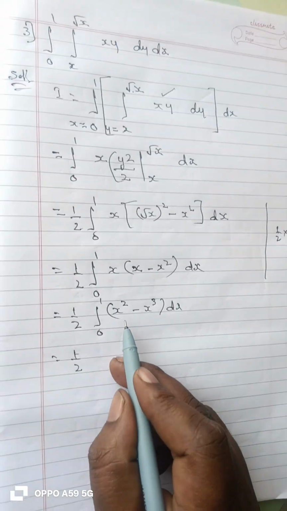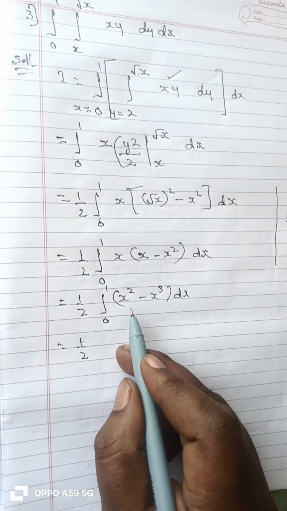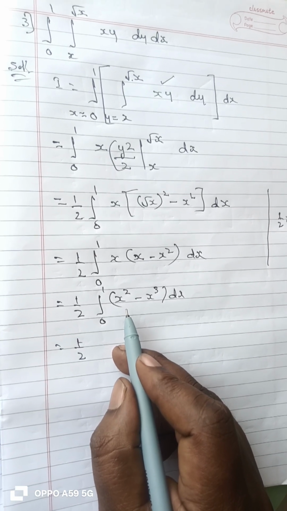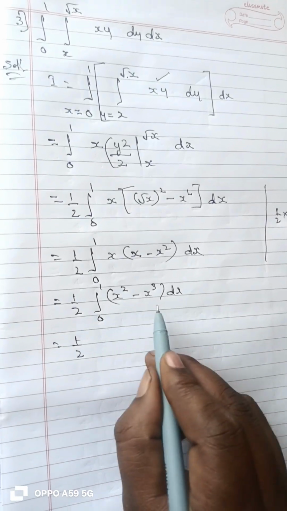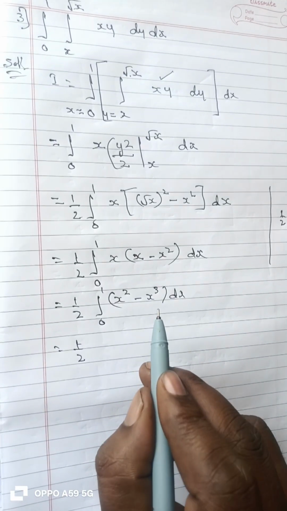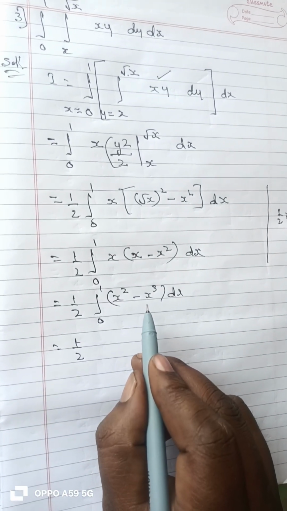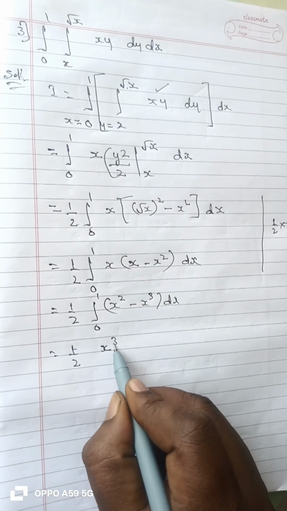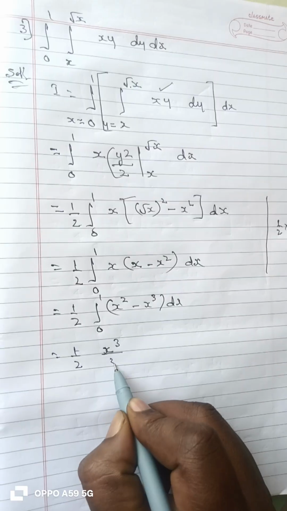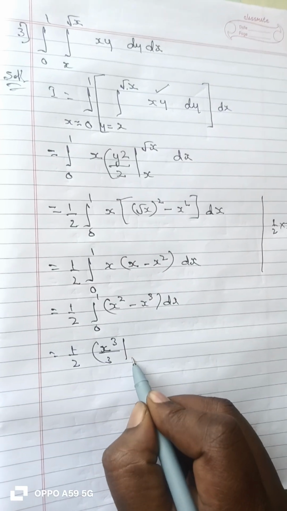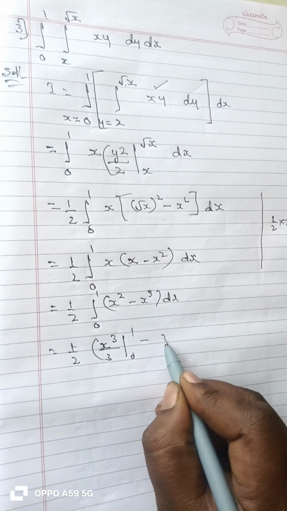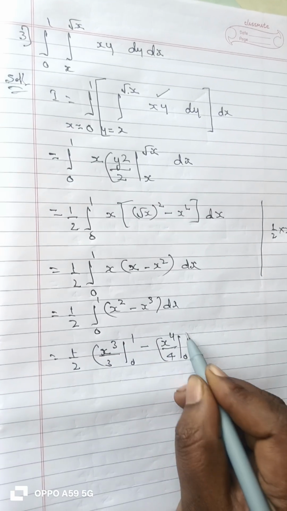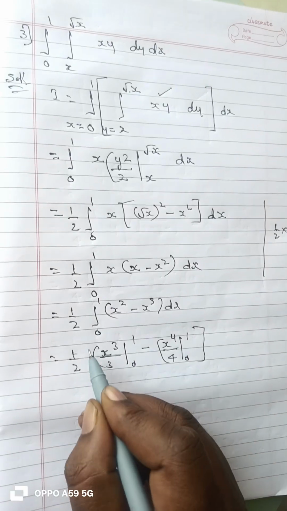Now you can observe, after the first integration, the y limit they had given, we substituted purely. Now the function became an x variable. Now if you do the integration, x square becomes x cube divided by 3, limit from 0 to 1, minus x to the power of 4 divided by 4, limit from 0 to 1.